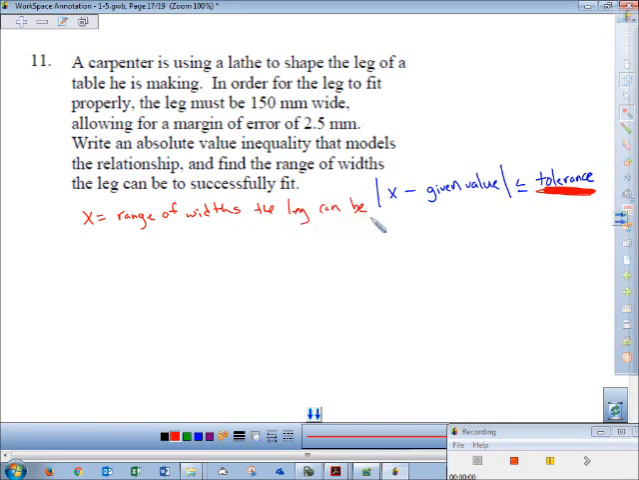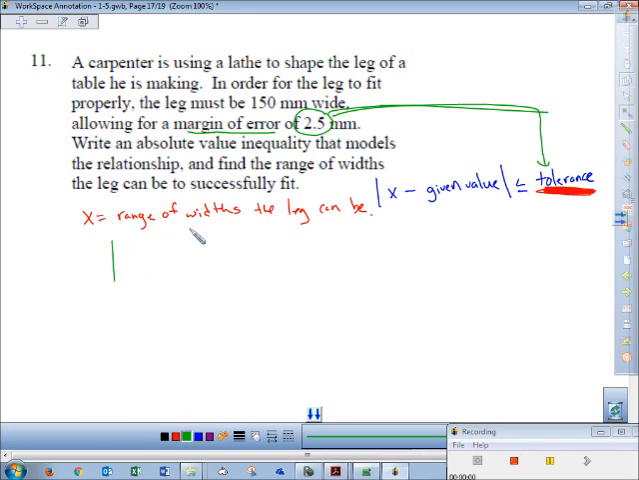And honestly, in this inequality, there's only two things you've got to know, numbers-wise: the tolerance and the given value. Well, the easiest thing to figure out is the tolerance. So if the margin of error, aka the tolerance, is 2.5, then 2.5 is the number that goes over here, meaning the other number that they provide us, the 150, that's the given value. One thing we better double check is that they're in the same units. This is in millimeters and that's in millimeters, so we're good.